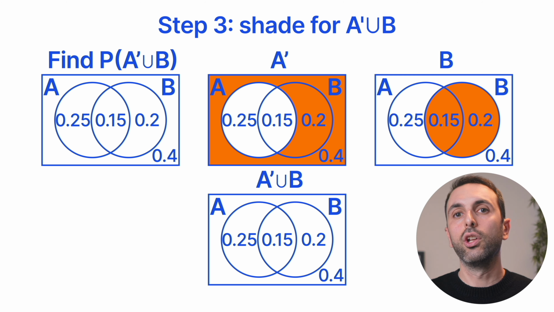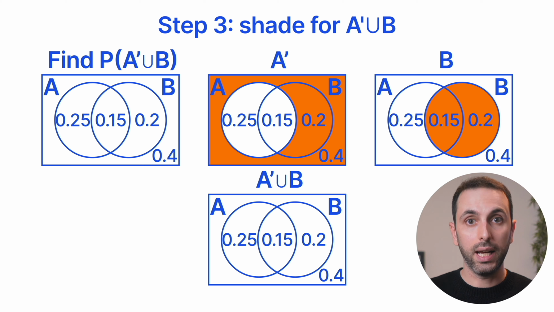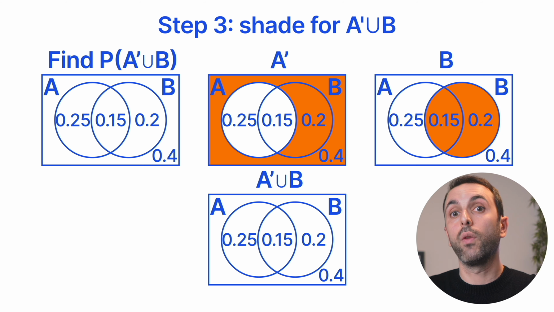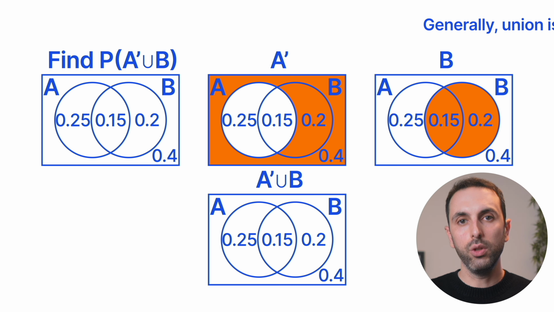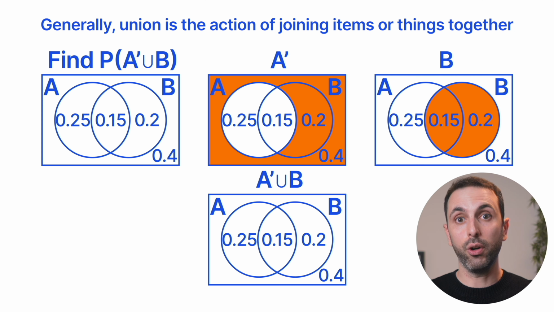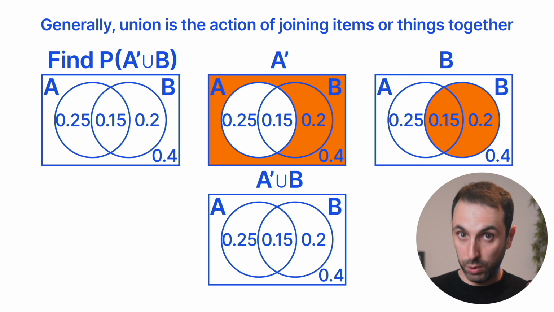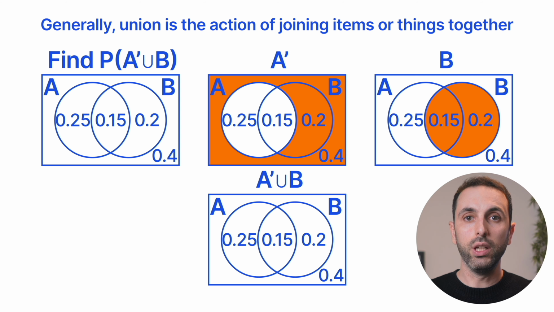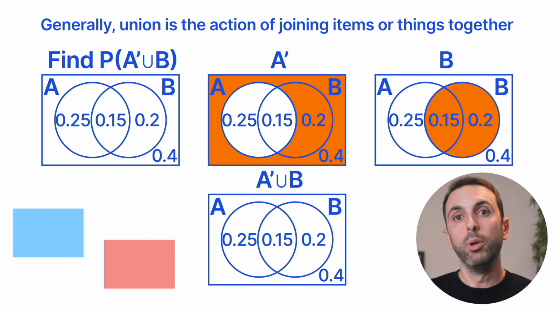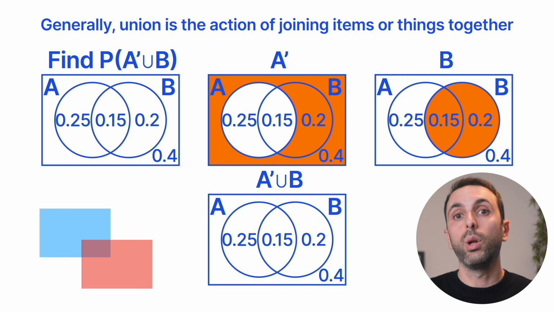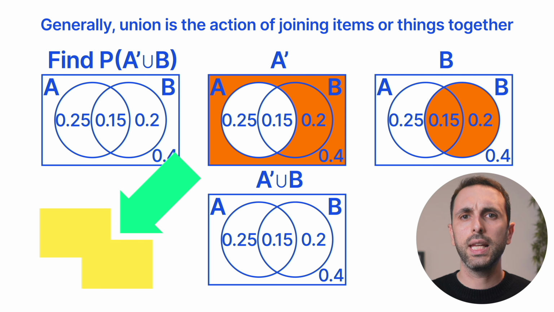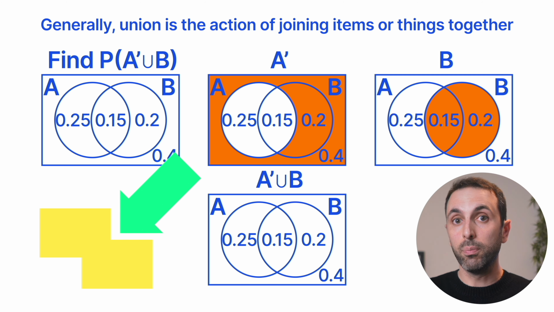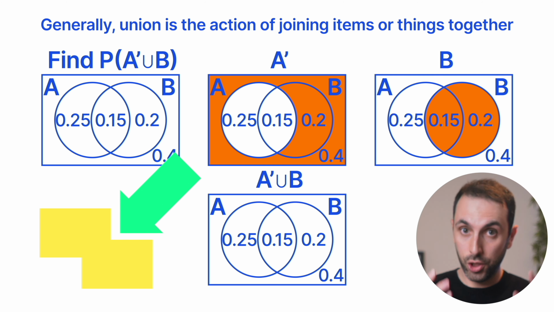This is where we're going to learn a new trick, and in order to do that, let's familiarize ourselves with what the term union actually means. The word union means the action of joining certain items or things together. So if we draw these two rectangles, then move them towards each other, the union of them would be this shape right here. I almost want you to think of this as the region where the two parts are merged together to form a new shape.